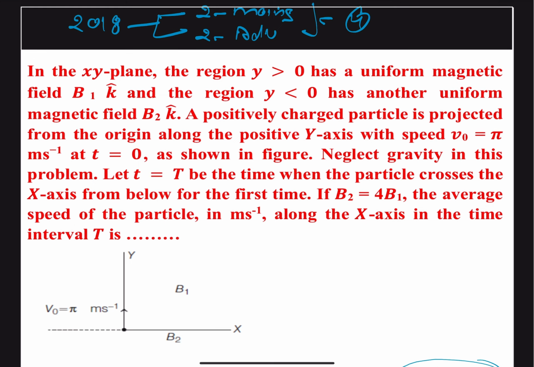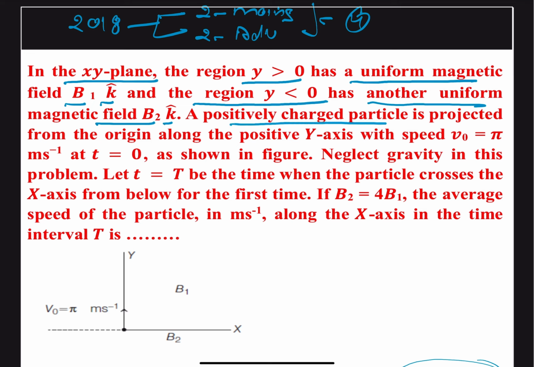states that in the xy plane the region y greater than 0 has a uniform magnetic field B1 k unit vector, and region y less than 0 has another uniform magnetic field B2, also k unit vector. A positively charged particle is projected from the origin along the positive y-axis with a speed v0 pi meter per second at t equal to 0 as shown in the figure. Neglect gravity in this problem.